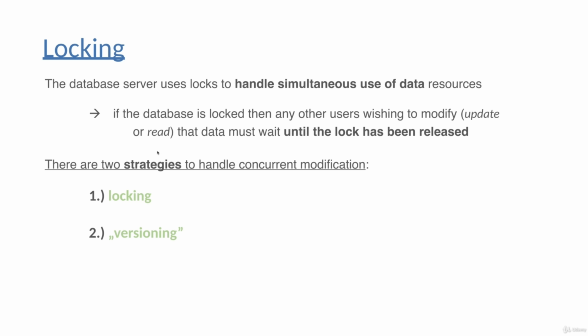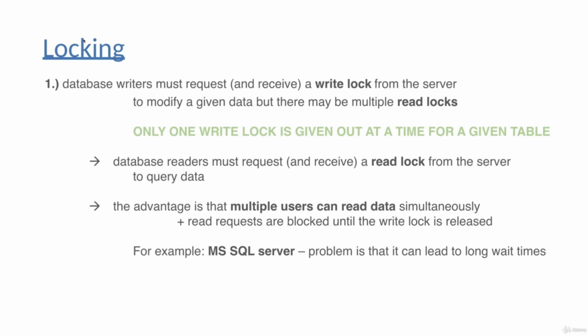And by the way, there are several strategies to handle concurrent modification. First, we can use locking, and the second approach is called versioning. So first of all, let's talk about locking. There are two main types of locks. We have the write lock and the read lock. So database sessions must request and receive a write lock from the server in order to modify a given data, but it is absolutely crucial that it may happen that a given user or a given session just wants to read the given data without modifying it. And this is when read locks can prove to be extremely useful.